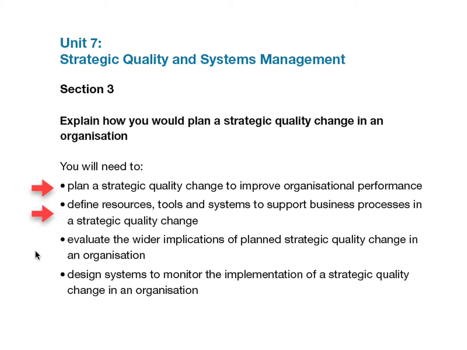Bullet point 3, focusing on the change you have planned above, evaluate and discuss the wider implications of that planned change, for example in terms of overall performance, training and development, morale and motivation, culture change, supplier relations and so on. The last bullet point requires you to design a set of mechanisms which collectively will enable you to monitor the implementation and ultimate success of your planned change. It should include both internal mechanisms and procedures and also externally sourced mechanisms.